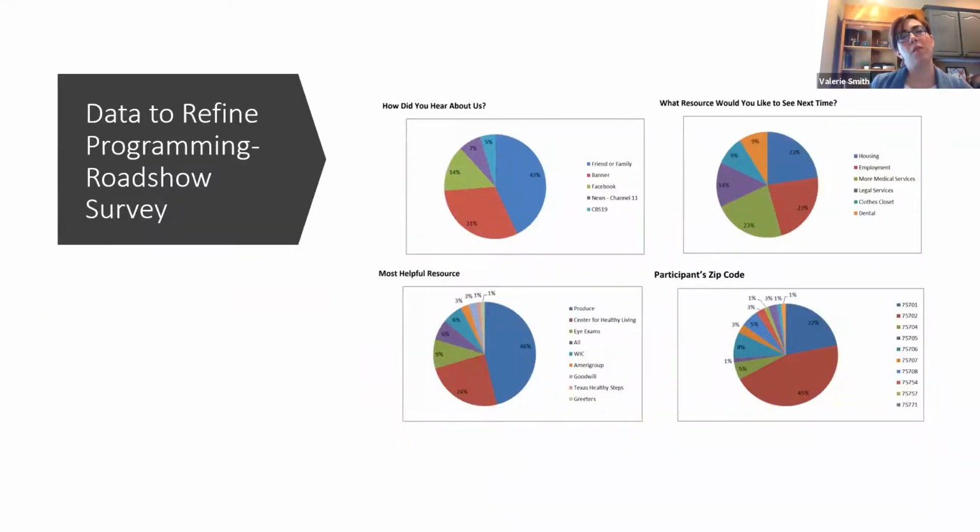And then we used one more piece of data as we were moving along to help refine those programs as well. So that roadshow that I mentioned before, once we started doing them regularly, we started asking participants to fill out a survey. And we certainly didn't survey everyone who came to every roadshow, but this did give us at least a picture of what was happening. And because we wanted to know if what we were doing was helpful, what would be more helpful, and if we needed to consider targeting other areas.